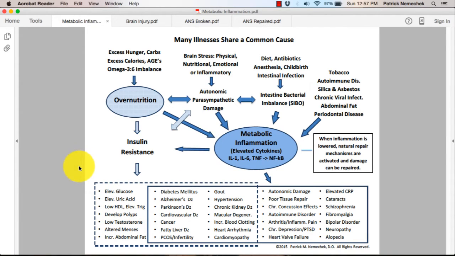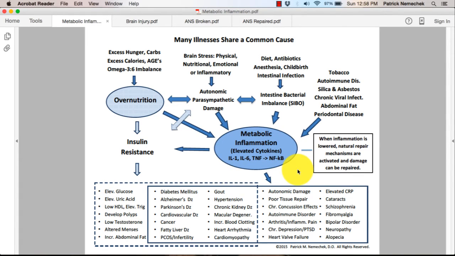Now, what this really means is that all of these problems down here would not have occurred if it weren't for this metabolic inflammation. So basically these problems down below are kind of symptoms of this problem. So what is metabolic inflammation?